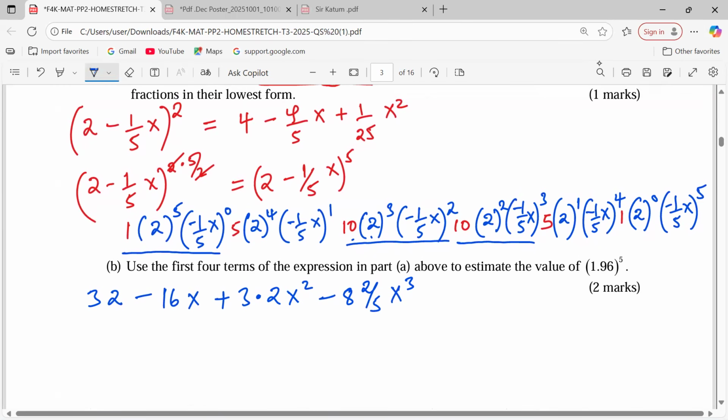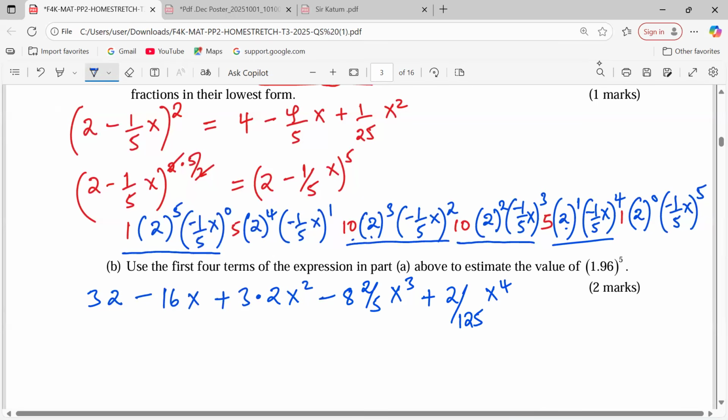So in the next term, it shall be 5 times 2, because 2 power 1 is just 2. So it will be 5 times 2 multiplied by the positive value of 1 over 625. And this will give us 2 over 125 x raised to power 4. Look at that, x raised to power 4.